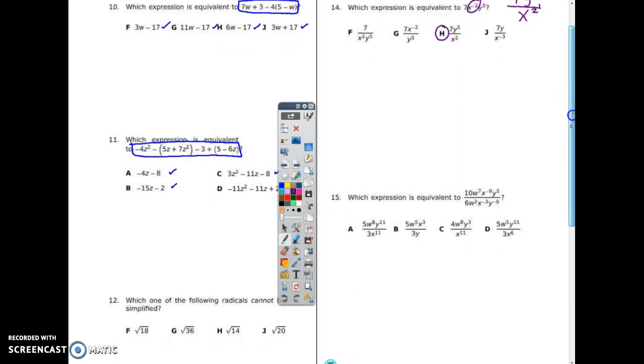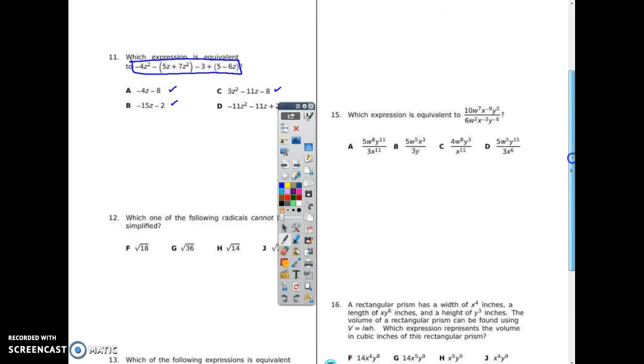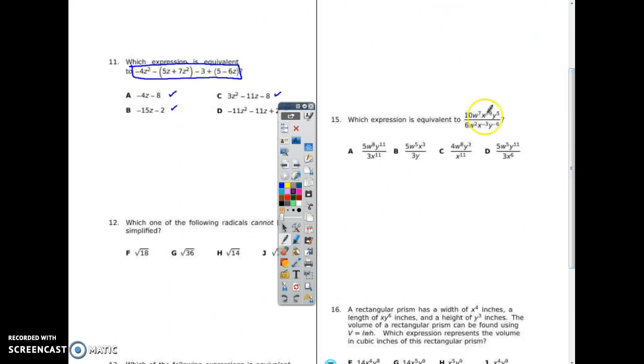Number 15. A lot of them are going to have to move. Okay? This x to the 9 power has to move down. This x to the 3 goes up. And this y to the 6 goes up. So I'm going to rewrite it.